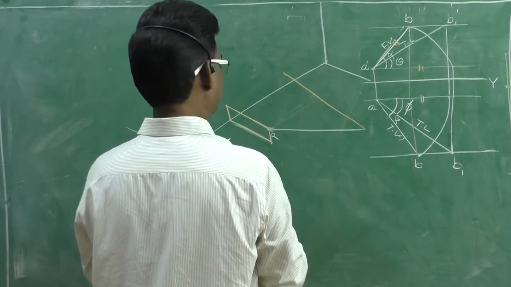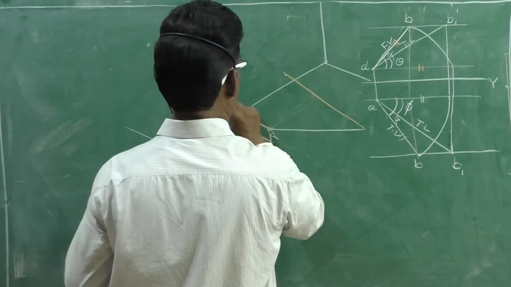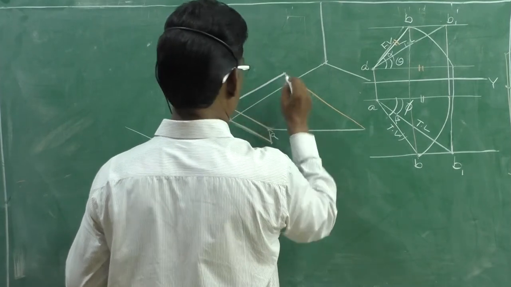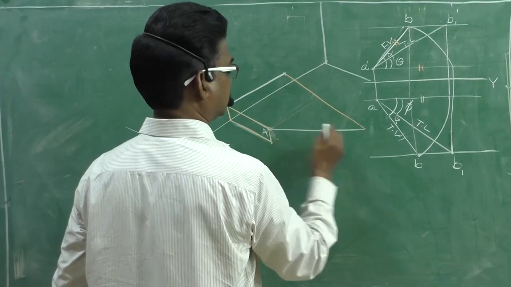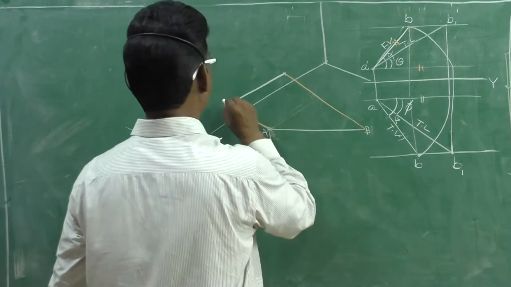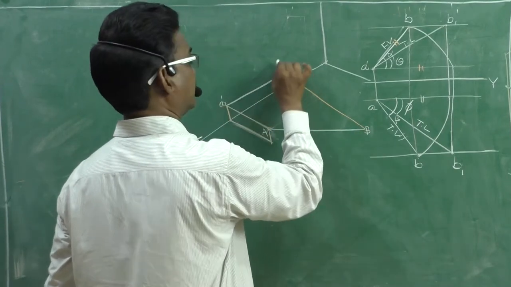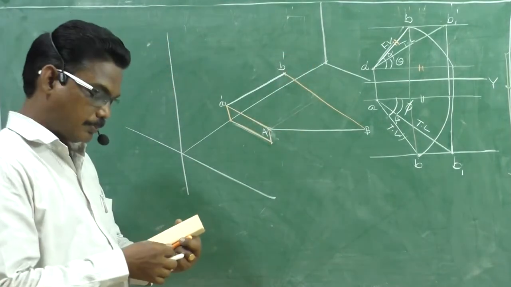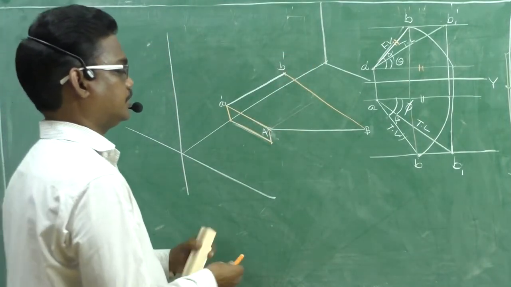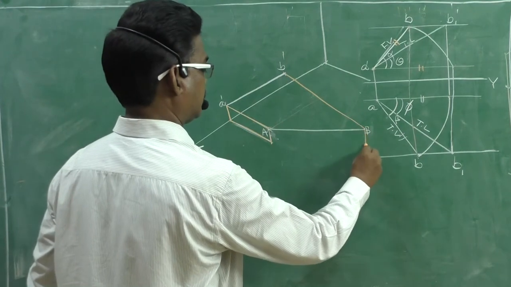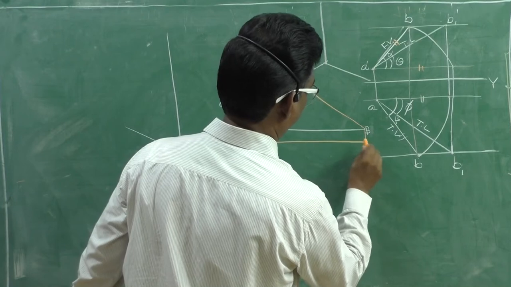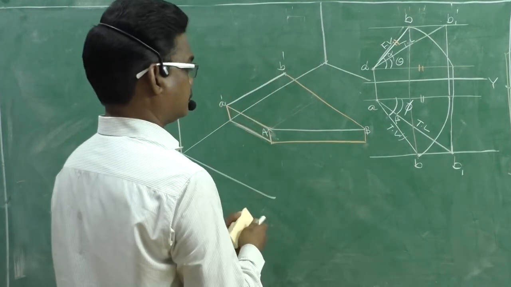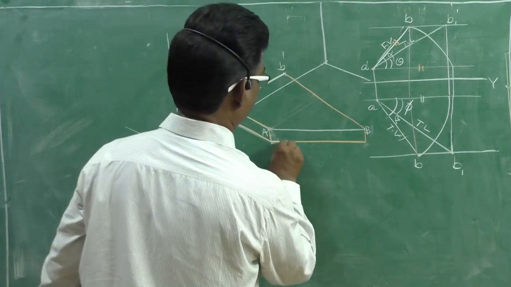This will give us the front view. This is the front view. I want to use capital letters for the true length, AB. And this is A dash and B dash. What is the top view? The top view is, if you project it downwards, this is the top view. This is the top view.